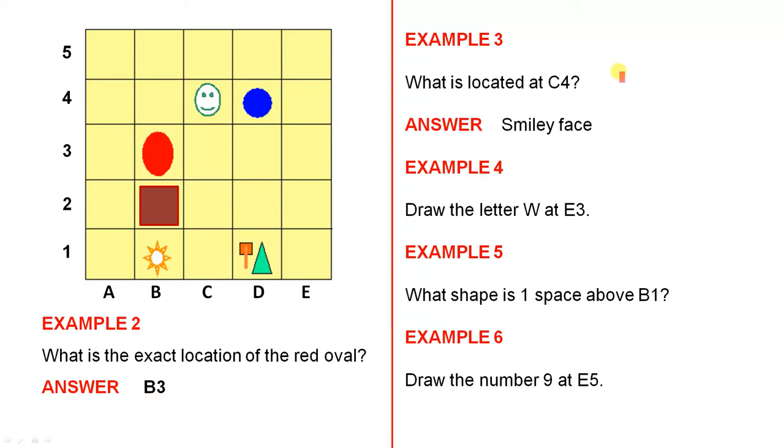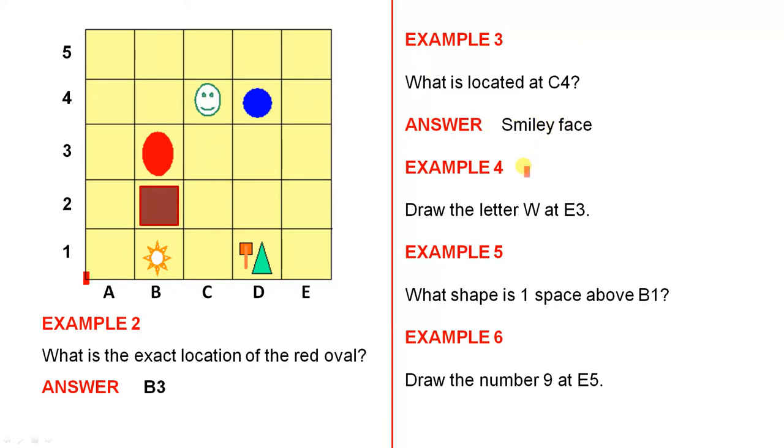Example 3. What is located at C4? So remember, we always start here at this little corner there, see? So let's go across to C. And let's go up until we are level with 4. And look what we have. C4 is the smiley face.